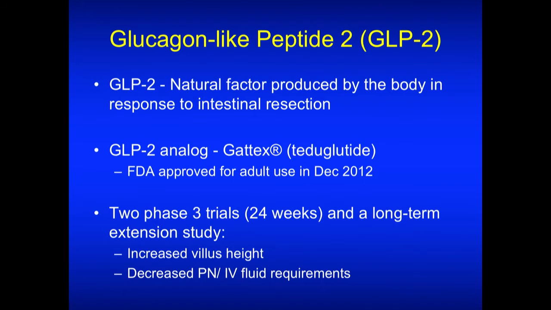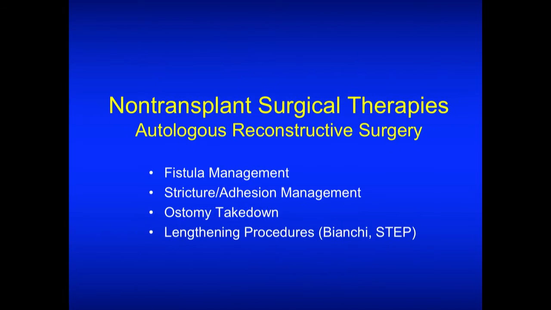And Gattex was actually FDA approved for use in adults back in 2012. It is a daily subcutaneous injection, and some of the clinical trials that have been carried out with Gattex were given in 6-month intervals, and there's also a long-term study that is becoming available at this point. The patients who received Gattex actually had increased villus height, so more absorptive area in their intestine, and they also had decreased needs for TPN as well as intravenous fluids. So that is a medical therapy that can be considered for certain populations.